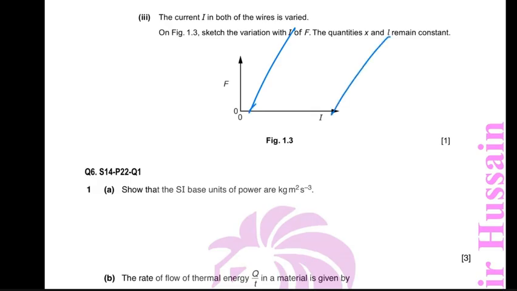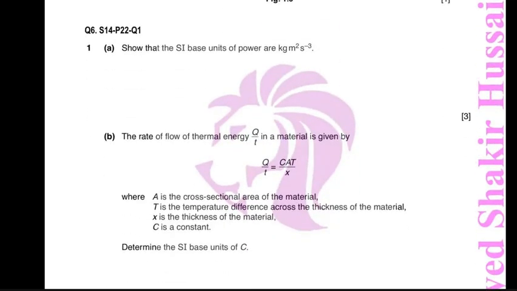Base units. Show that the SI base units of power are kg m² s⁻³.